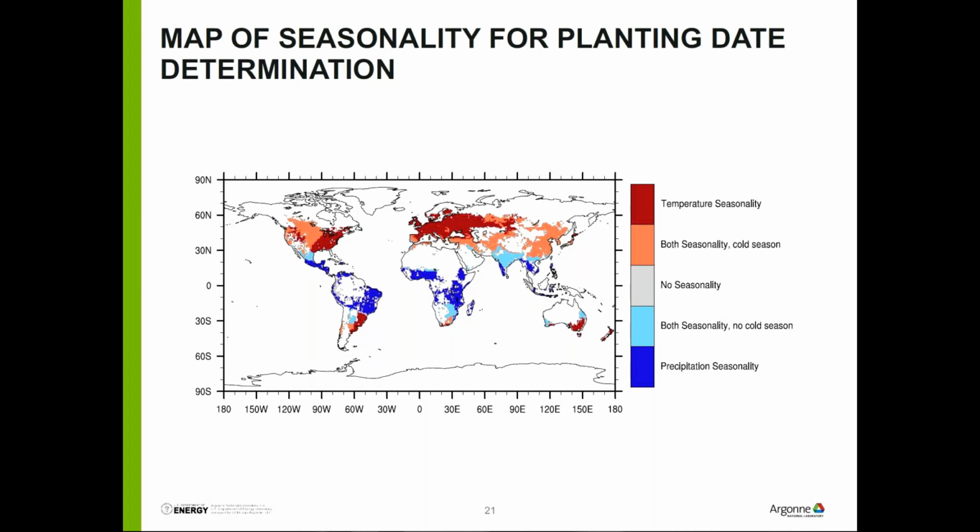So for temperature seasonality, if you also have a precipitation seasonal cycle, but you have a cold season, you're not going to plant during that cold season because that's not good growing conditions. But if you're in a precipitation seasonal area and you also have a temperature seasonal cycle, but there's no cold season, then it's more likely to plant during the precipitation season. So this is what the figure basically looks like for the seasonal cycles.